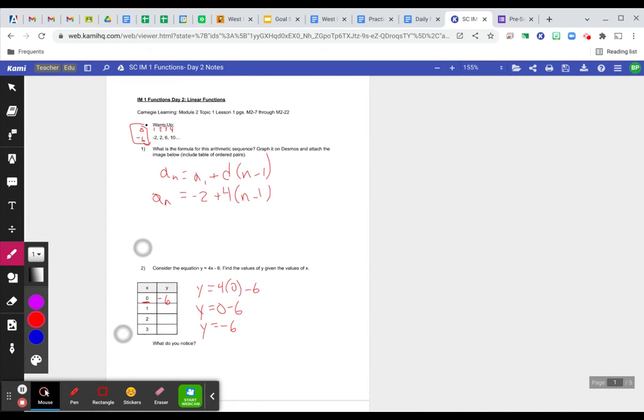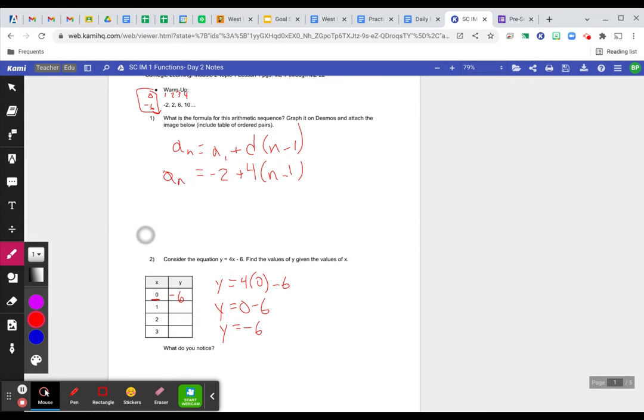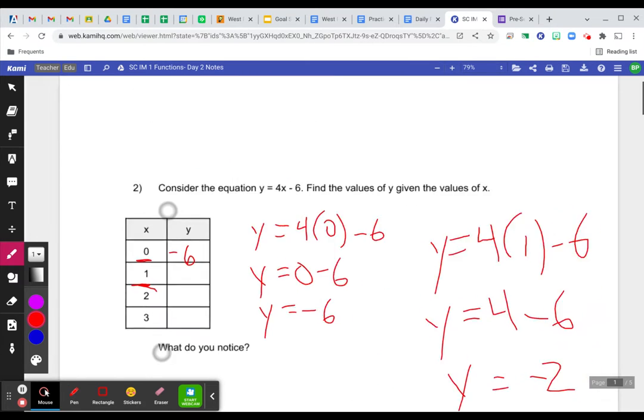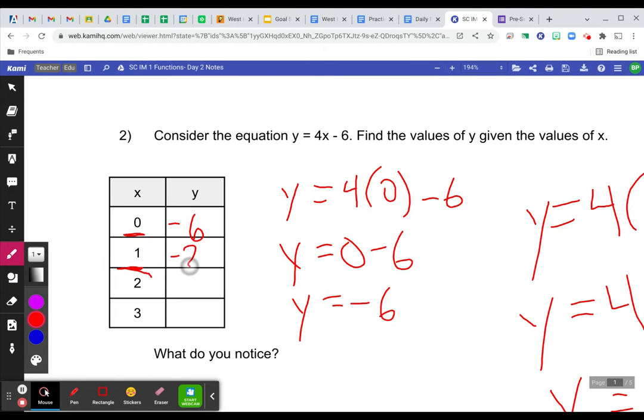But hold on, we've seen this already. When x was 0 up here, or our term number was 0, y was -6. Just an observation. Let's try another one. Let's try y is equal to, and we'll go 4 times 1 minus 6. It's going to be the second one in our table here, right here. Okay. Now what that gives us is 4 times 1 is 4, and 4 minus 6 gives us -2. So it doesn't look like this is a coincidence. It looks like this might be happening for a reason.